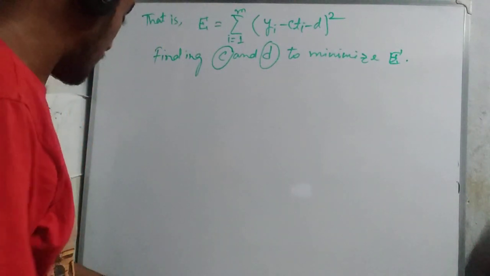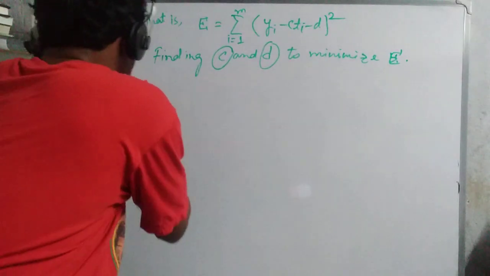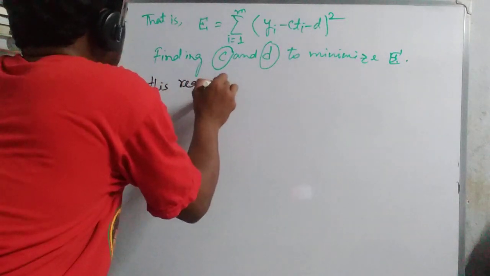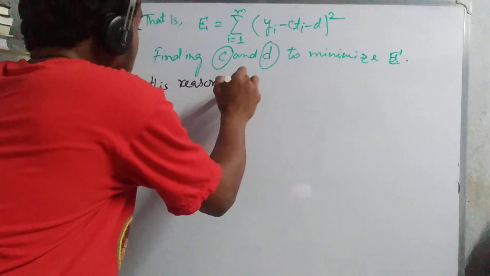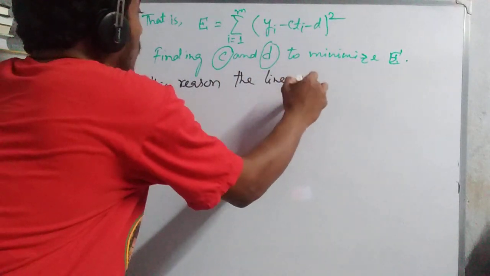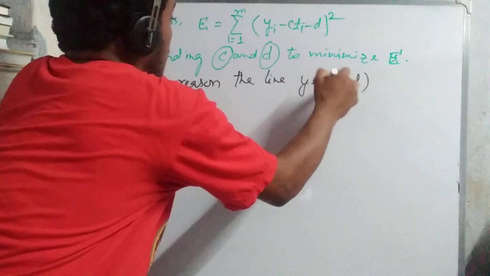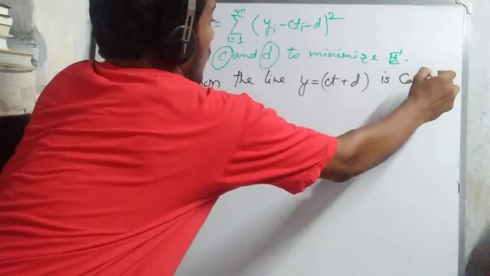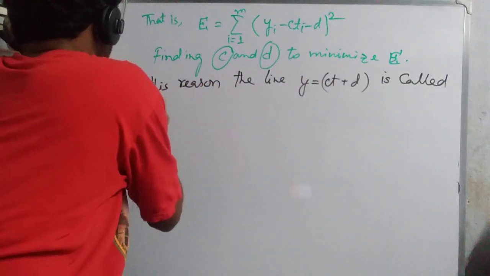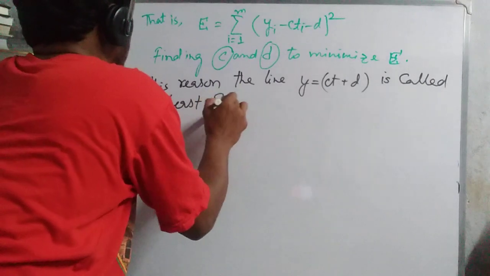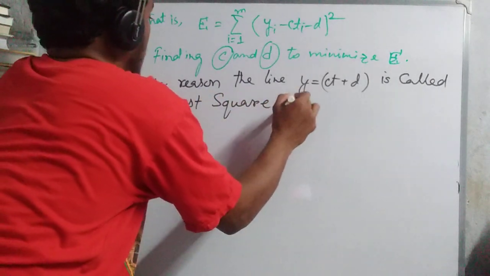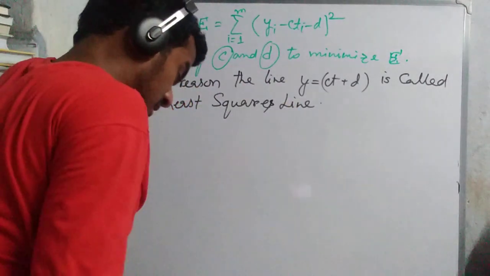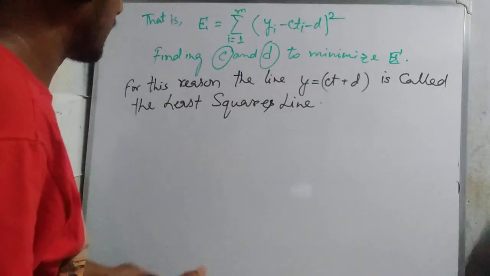Okay, so we write here, for this reason, the line y equal to Ct plus D is called the least square line. Okay, least square line.